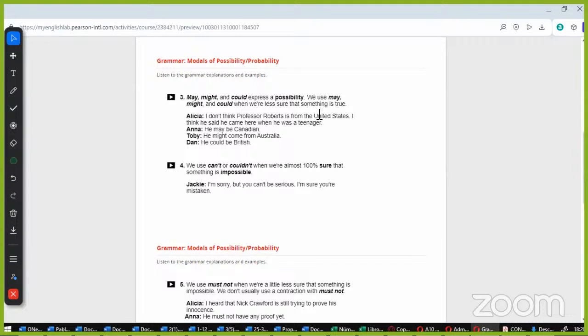May, might, and could express possibility. We use may, might, and could when we are less sure that something is true. I don't think Professor Roberts is from the United States. I think he said he came here when he was a teenager. He may be Canadian. He might come from Australia. He could be British. We use can't or couldn't when we're almost 100% sure that something is impossible. I'm sorry, but you can't be serious. I'm sure you're mistaken.